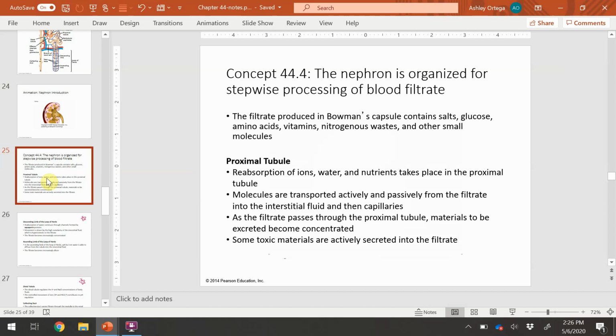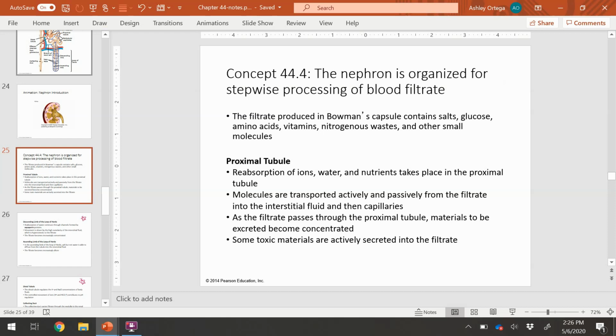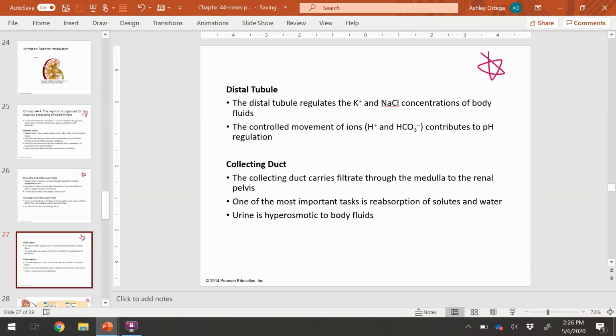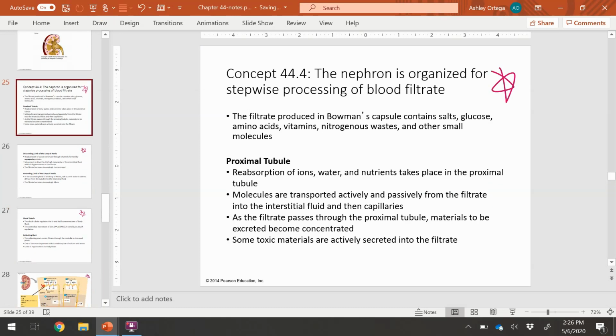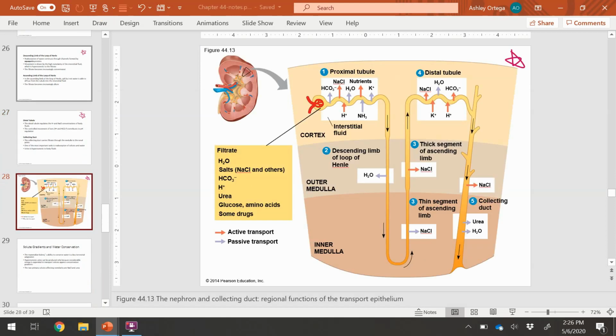And so going from the Bowman's capsule, the next structure will be the proximal tubule. Here you can see the written description of these steps, but I'm going to zoom forward to our picture form so I can show you an illustration of what happens. These next slides here, where we were, this one and this one also describe the process, but we'll take a look at the image. So here you can see the Bowman's capsule and the glomerulus.